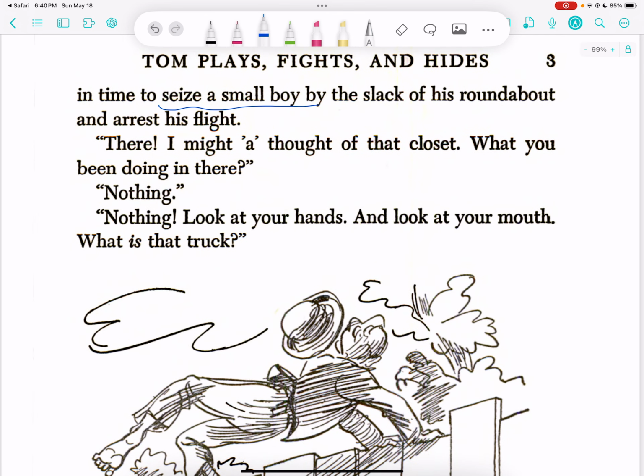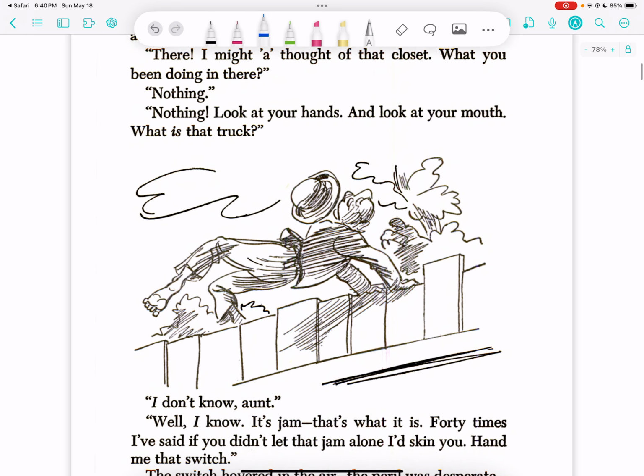She sees the small boy with the slack of his roundabout. And this roundabout, I believe it is a part of his pants. Let me look that up. In the 1800s, what were roundabouts? Oh, they were shirts. They were a type of jacket that was particularly worn for boys in the 1800s, and they had a circular cut bottom without the tails. Normally, if you see 1800s movies, they're gonna have shirts that go down like this, but these went down like this, and so they were called roundabouts.